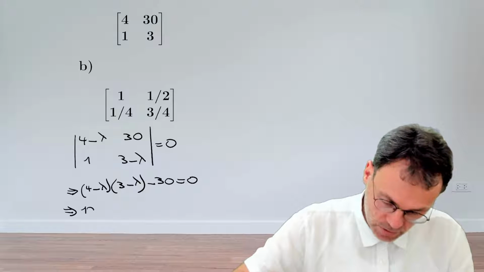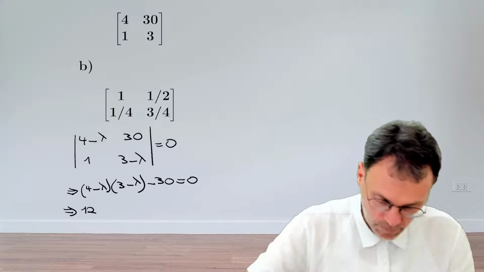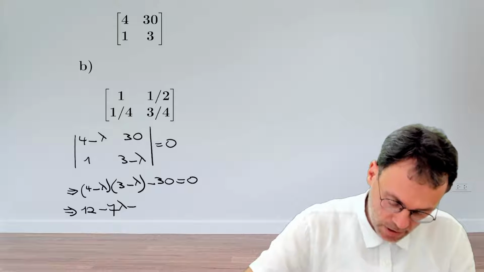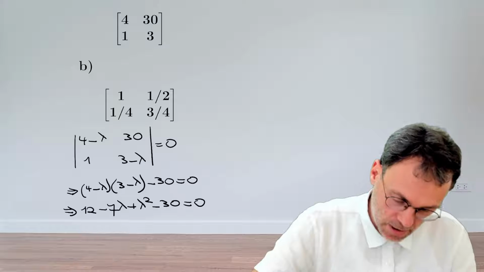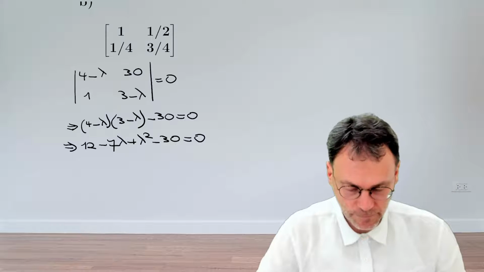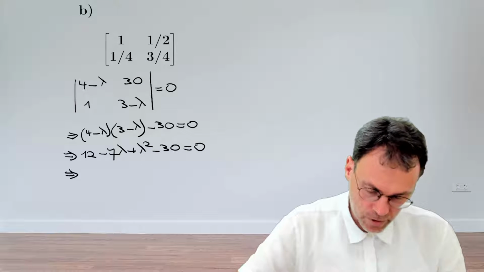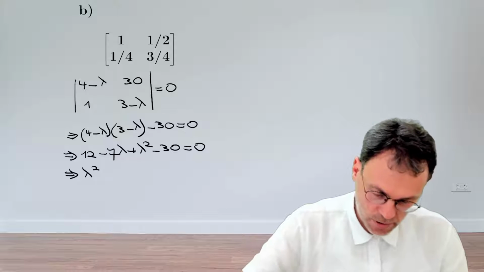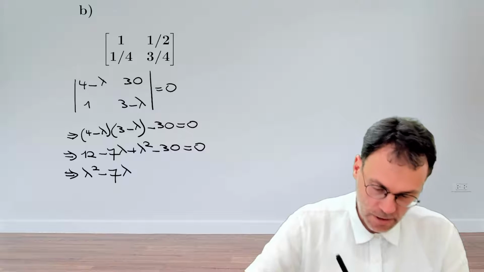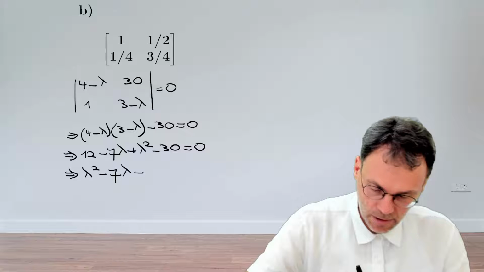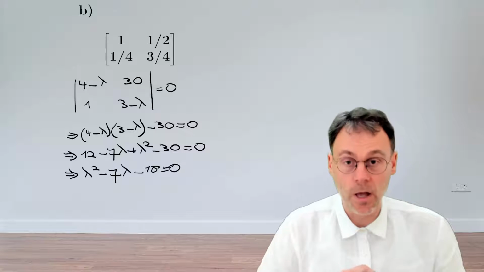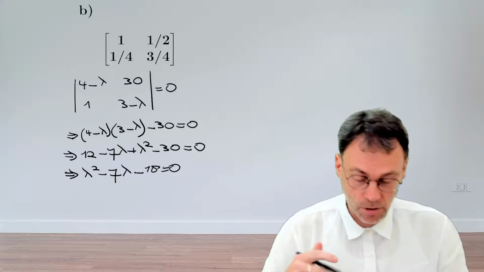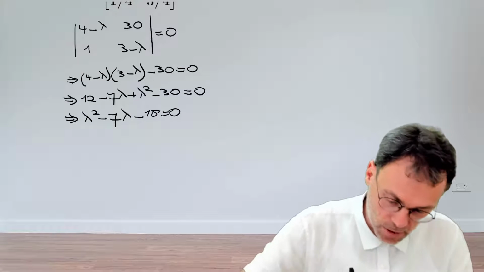So this gives us 12 minus 7 lambda plus lambda squared minus 30 equal to 0. Moving on, lambda squared minus 7 lambda and then minus 18 equal to 0. So this is a nice quadratic equation. We know since kindergarten how to solve this.